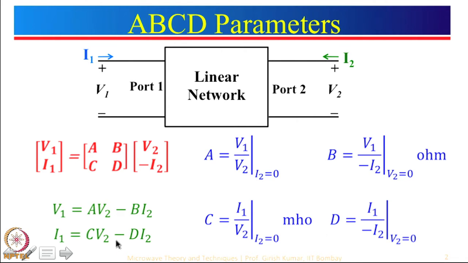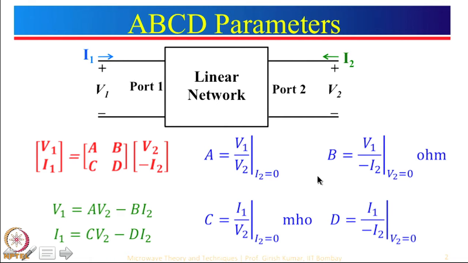What is D? Again from here we can find the value of D. If we make V2 equal to 0, then this term will become 0. So, then I1 divided by minus I2 will be equal to D. You can see that this is the expression provided V2 is equal to 0, and what would V2 equal to 0 mean? That you actually short circuit port 2. So, this is how we can define ABCD parameters.